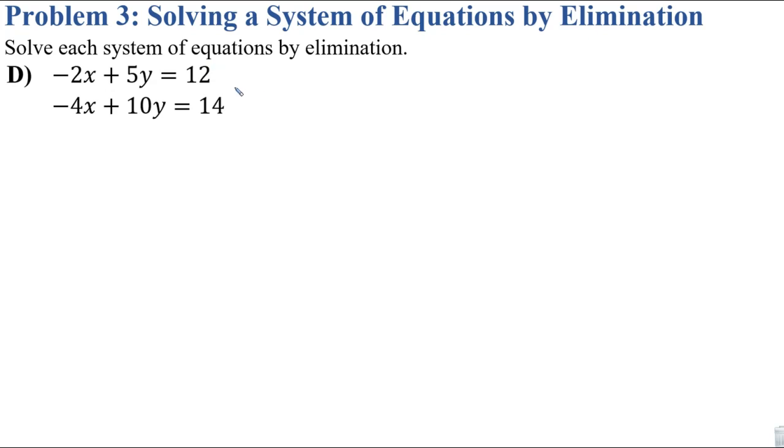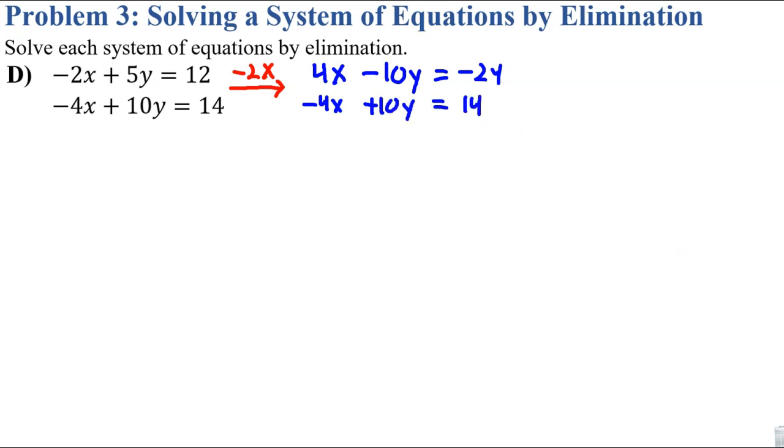So let's see what happens. I'm going to multiply everything on top by a negative 2. And that's going to leave me with a positive 4x minus 10y is equal to negative 24. Then we have the same negative 4x plus 10y equals 14.